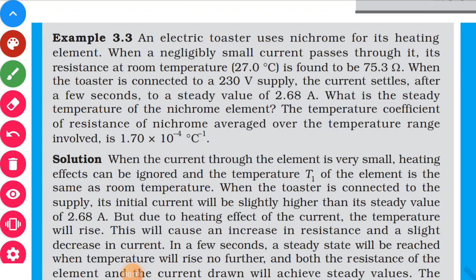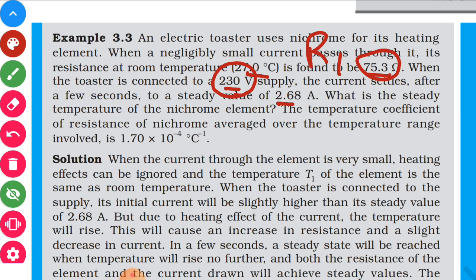Number 3.3. A toaster has a nichrome wire as its heating element. Negligible current passes at 27 degrees Celsius, that is at room temperature. The value of its resistance is 75.3 ohm, that is your initial resistance, say R1. When the toaster is heated and current passes, that is 2.68 ampere, when it is connected to a 230 volt supply.